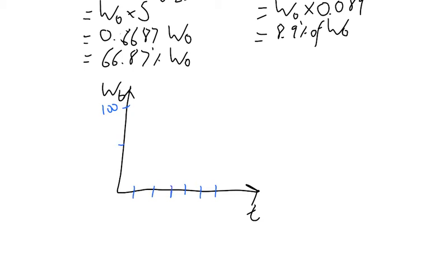So we have 100%, so that's it there. After 100 years, it's 66.87%, so that's about here. After 600 years, it's 8.9%, so it's going to obviously be down here. So you can see we have a decay, and there's our graph. It's just a sketch. You'd obviously use a ruler and use the information.